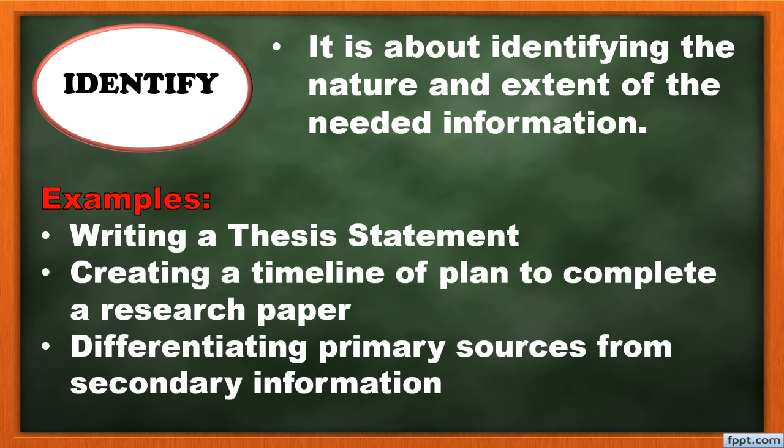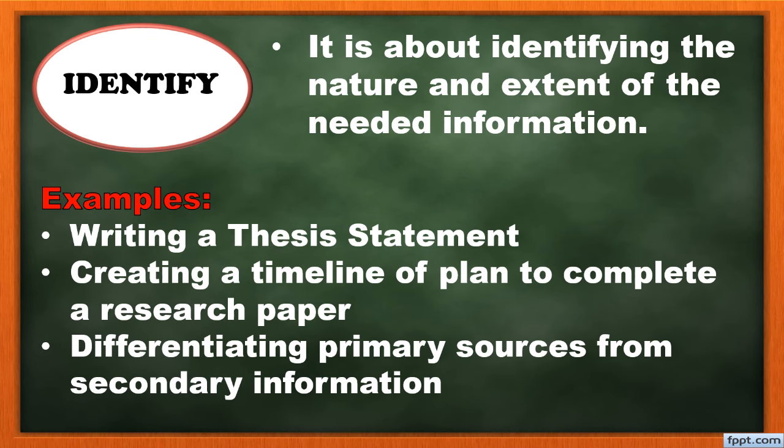So here are the example activities in this particular stage. First is writing a thesis statement. So thesis statement is a single sentence that discusses the main idea or the main objective of your research or your study. So once you have written your thesis statement, from there you have already identified the kind of information that you need.